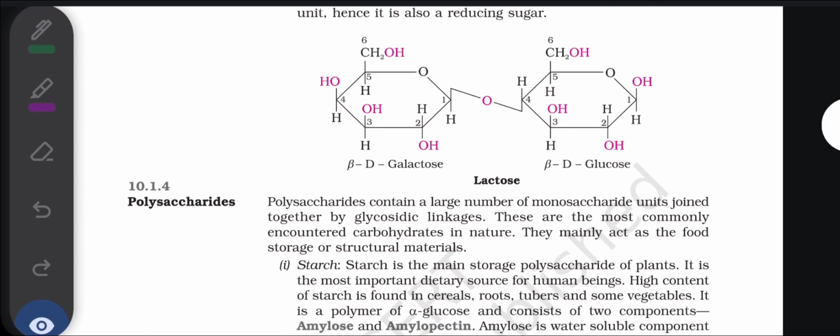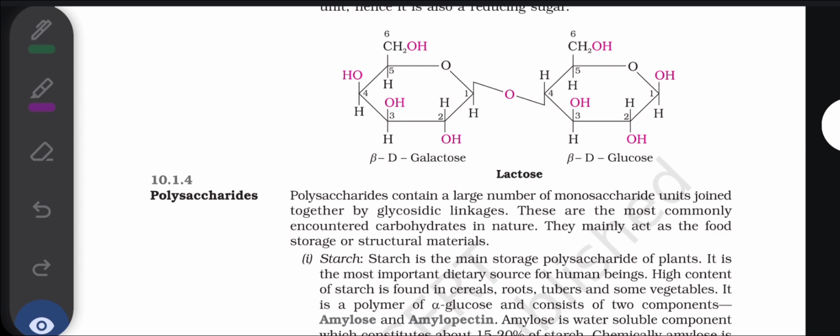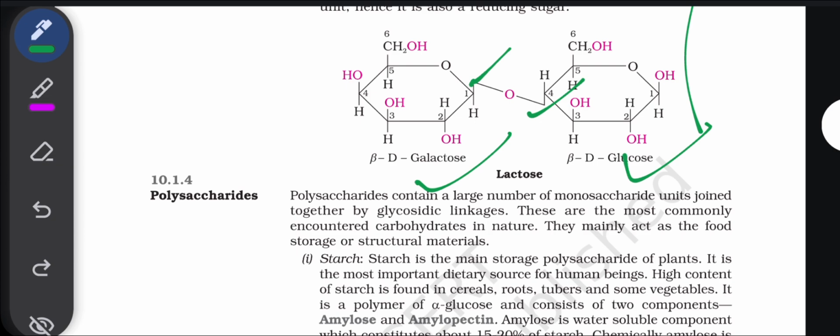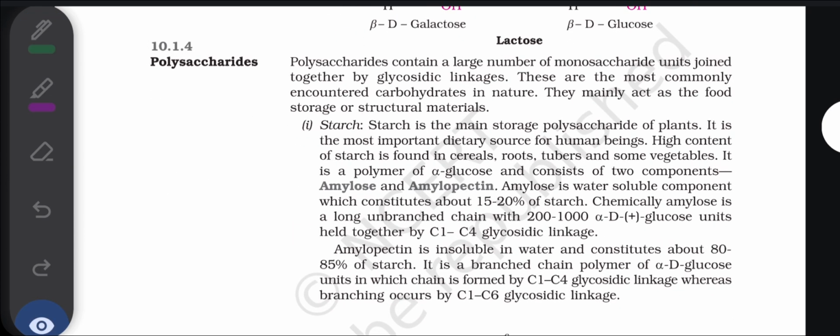Here the diagram is given. So this is galactose and this is glucose. Glucose का fourth carbon and galactose का first carbon. Okay. Now polysaccharides. Polysaccharides 10.1.4 polysaccharide contain a large number of monosaccharide units joined together by glycosidic linkages.